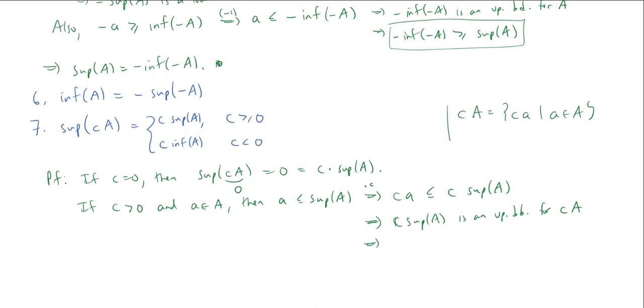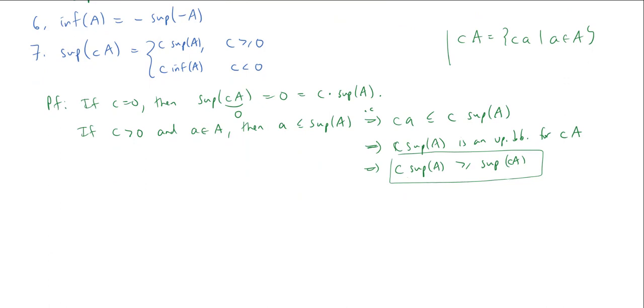Okay, so C times the sup of A is an upper bound. Well, that means that it must be at least as big as the supremum. So C times the sup of A is at least as big as the supremum of CA, because it's an upper bound for CA. All right, so we've shown one inequality. Now we're going to have to show the other direction. This is a little trickier. The sup of CA is, of course, an upper bound for the set CA.